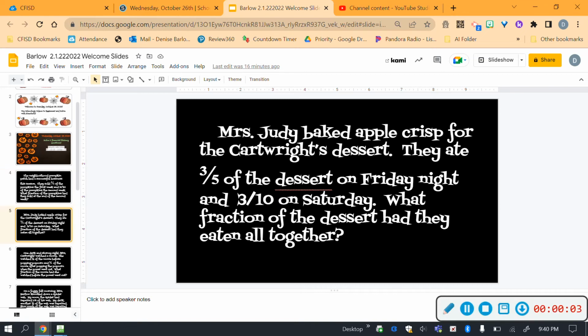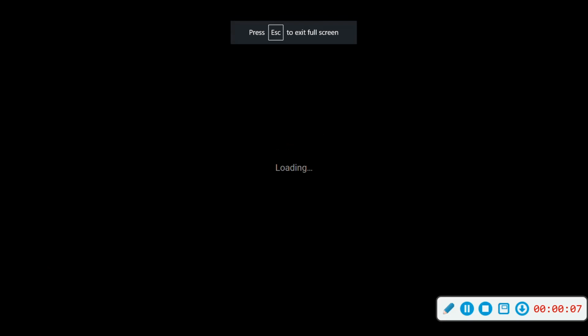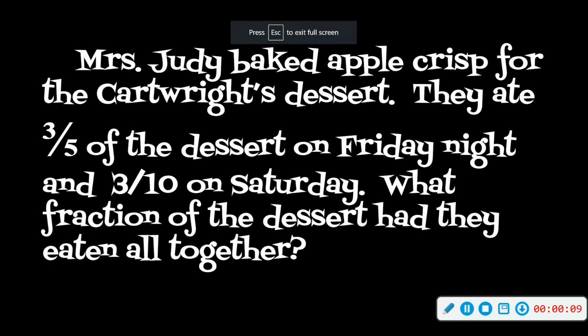Alright, we have our next story about Miss Judy. So it says, Miss Judy baked apple crisp for the Cartwrights' dessert. They ate 3/5 of the dessert on Friday night and 3/10 on Saturday night. What fraction of the dessert had they eaten all together?